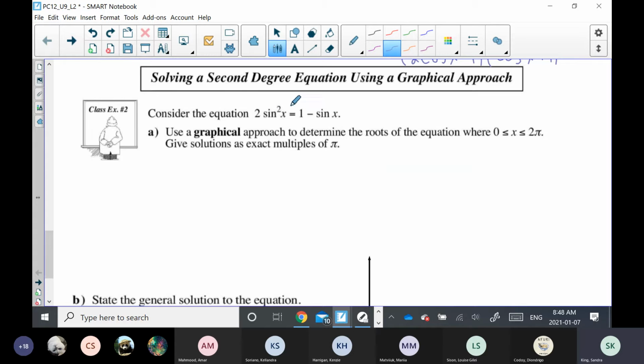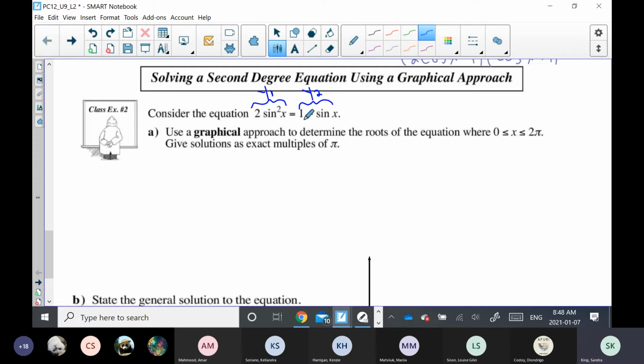To solve this one graphically, we could do one of 2 methods. I could bring everything to the left and do the 0 method, or we could do the intersect method, where I look at my equal sign, type the left-hand side into y1, and type the right-hand side into y2.